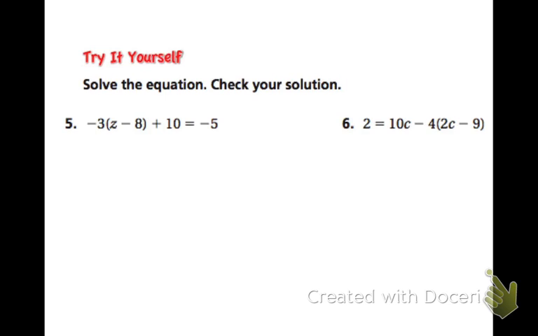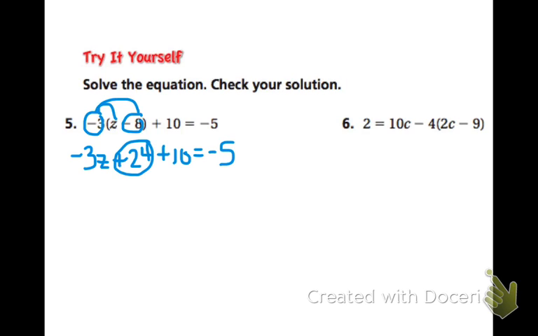A couple more to try. These have parentheses. Make sure you understand that you are distributing a -3 and that this is a -8. So we get -3z plus 24, because a negative times a negative is a positive, plus 10 equals the -5. The terms to combine are the two numbers, or the two constants. So -3z plus 34 equals negative 5.